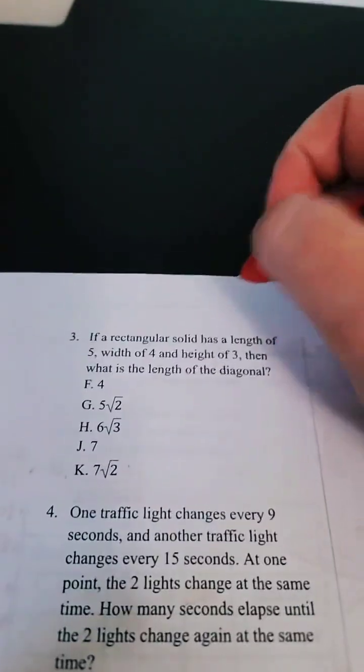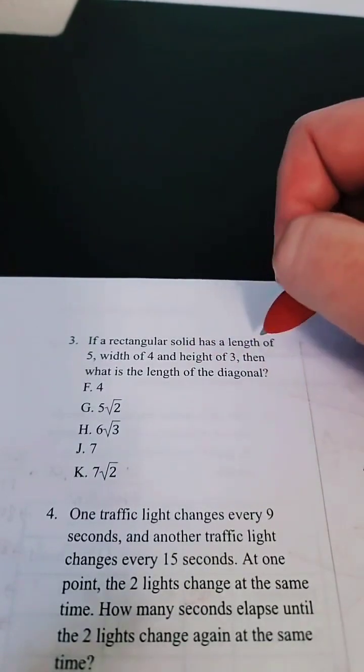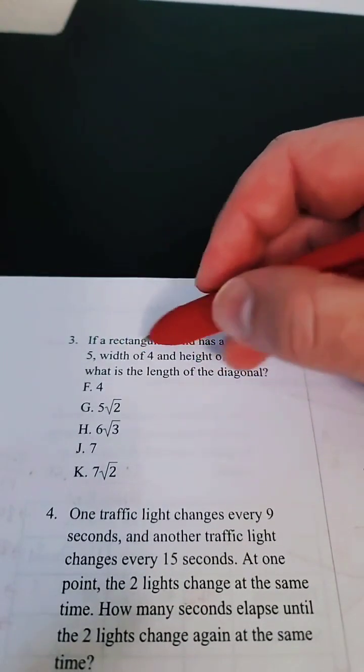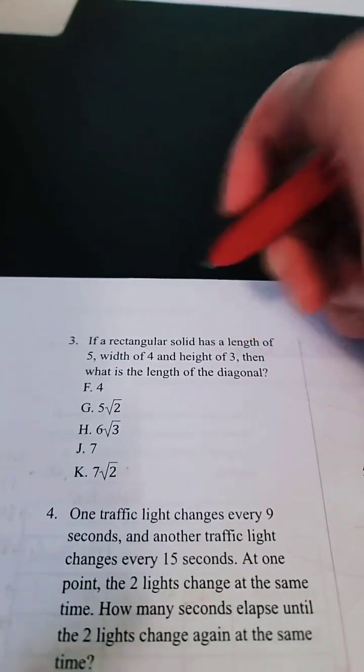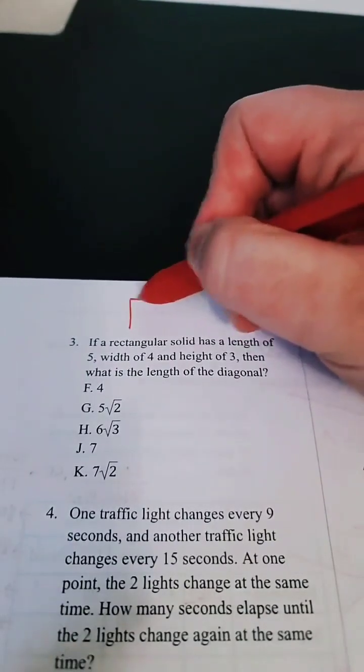So then let's go to the next problem. Number 3. It says, if a rectangular solid has a length of 5, width of 4, and a height of 3, then what is the length of the diagonal? Okay, I apologize in advance for my drawing skills.